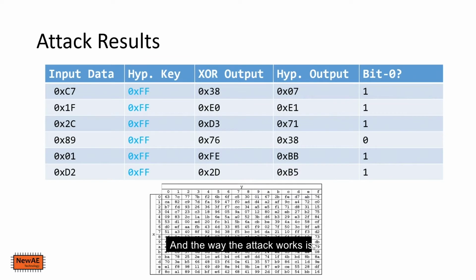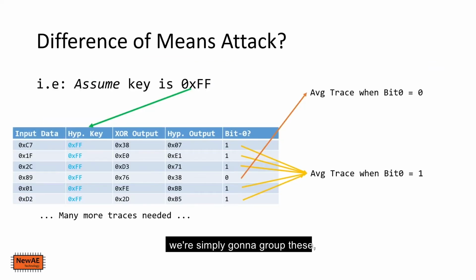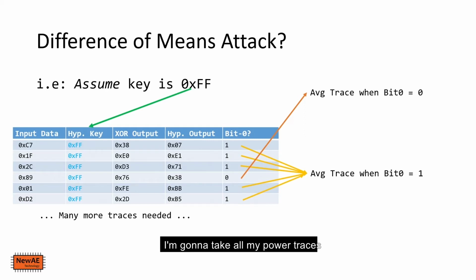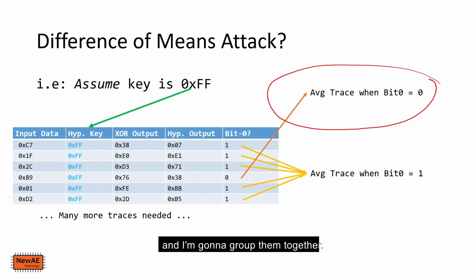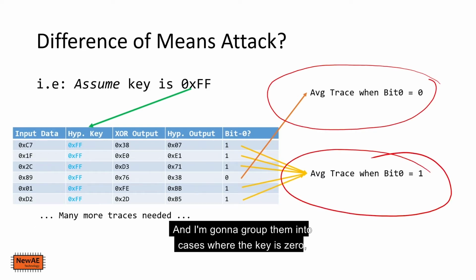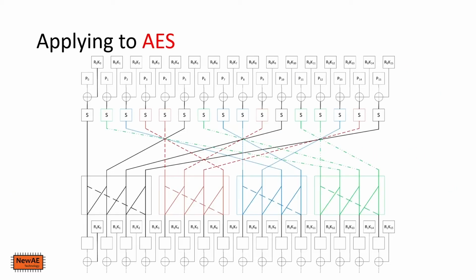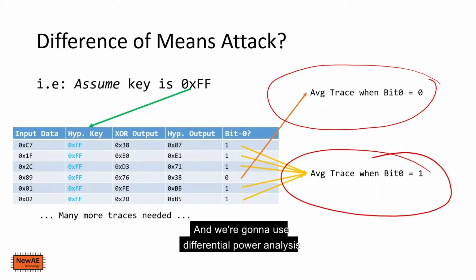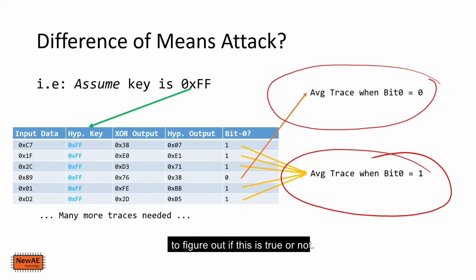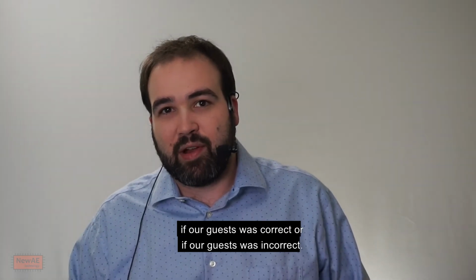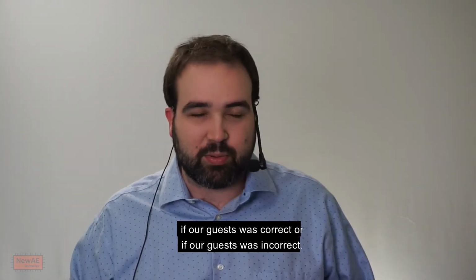And the way the attack works is we're simply going to group these. We're going to say, well, if the key was FF, I'm going to take all my power traces and group them together. I'm going to group them into cases where the key bit is 0 and where the key bit is 1. And we're going to use differential power analysis to figure out if this is true or not. So the trick here, where it gets interesting, is we're going to use DPA to actually figure out if our guess was correct or if our guess was incorrect.